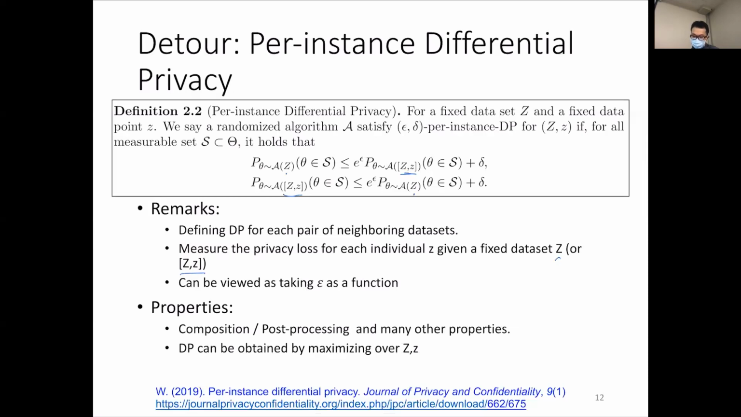So for instance, per-instance differential privacy satisfies many of the standard properties of differential privacy, such as composition and closure to post-processing and so on. And it's strictly more general than the standard epsilon-delta differential privacy, because we can obtain the standard DP parameter by maximizing over the two neighboring pairs of data sets afterwards.